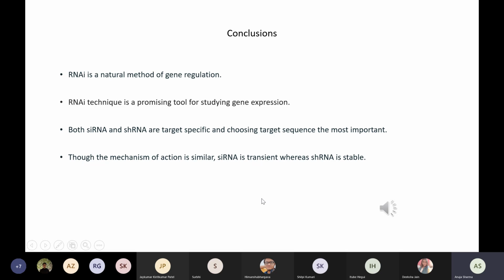So coming to the conclusions, RNAi is a natural method of gene regulation. This technique is a very promising tool for studying gene expression. Both siRNA and shRNA are target specific, and choosing the target sequence at the time of siRNA and shRNA designing is the most important part. Though the mechanism of action is similar, siRNA is transient, whereas shRNA is stable.